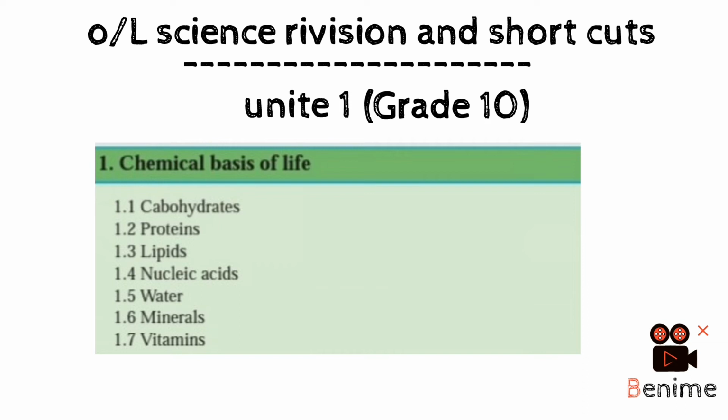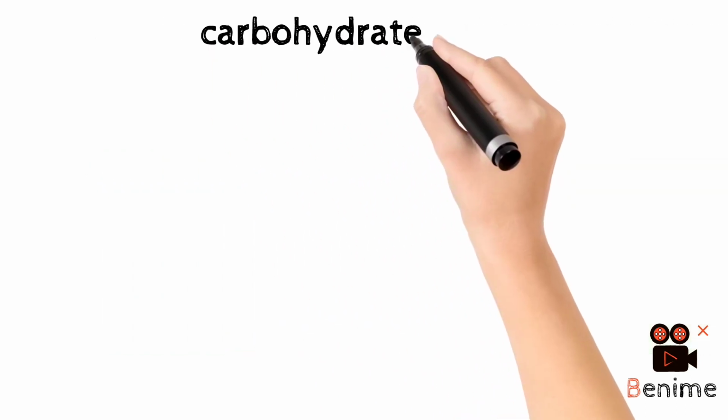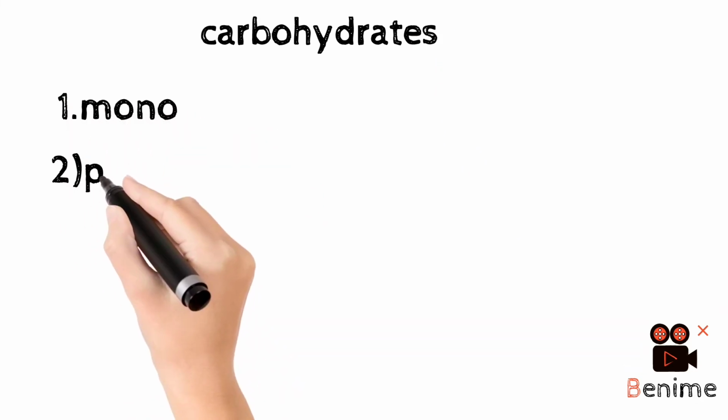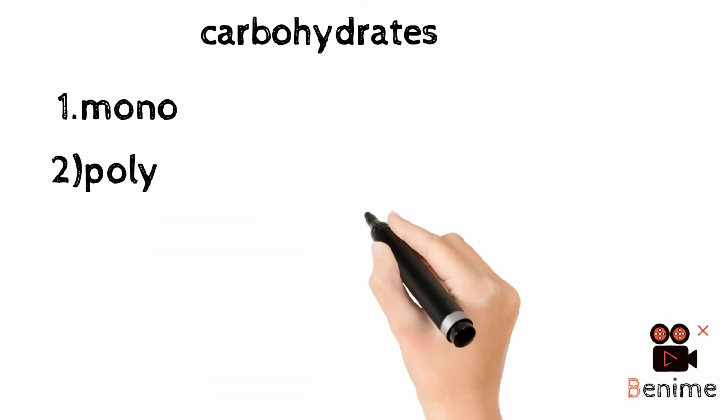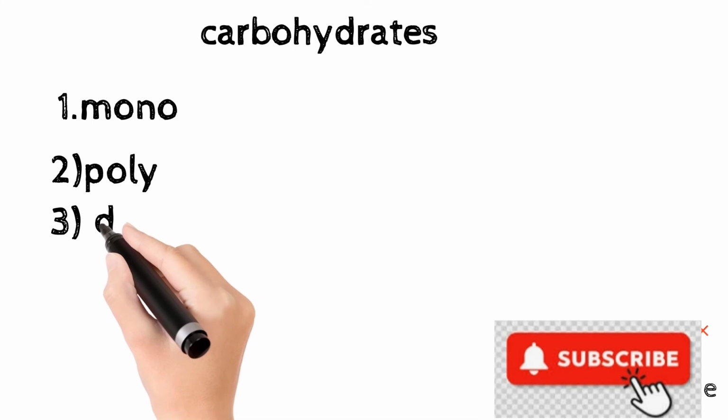Okay. Now I am going to explain the carbohydrate. The molecular formula of the carbohydrate is CxH2Oy. This formula is also very important. There are three types of carbohydrate. First one monosaccharide, second one polysaccharide, third one disaccharide.